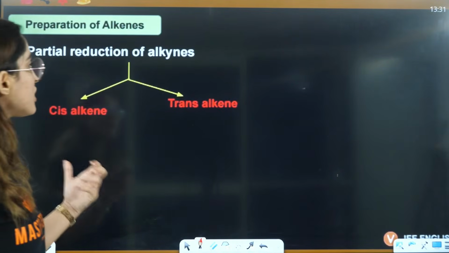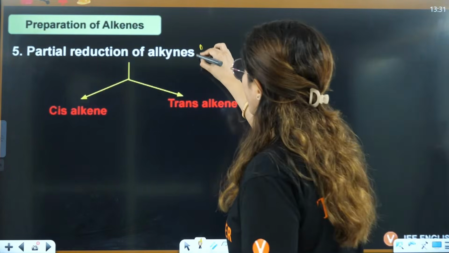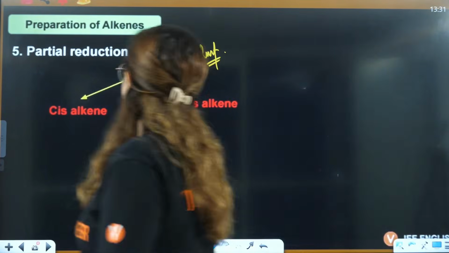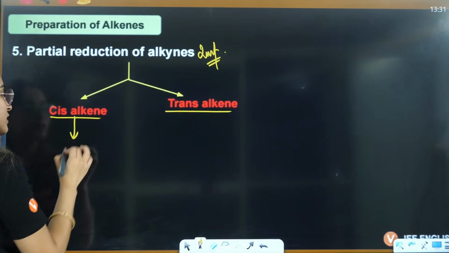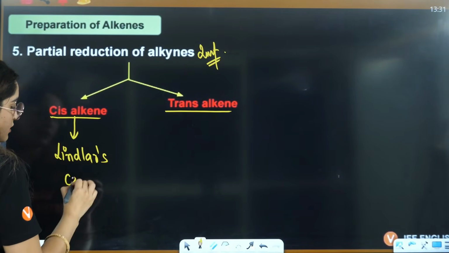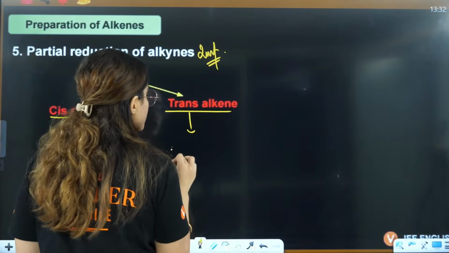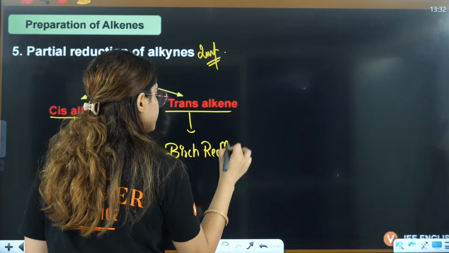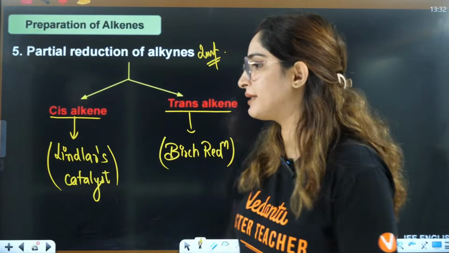Next is partial reduction of alkynes. Now this is very important, because you will have the formation of both cis-alkene and trans-alkene through different processes. Here for cis-alkene you need Lindlar's catalyst. And in this case, for trans-alkene, you will have Birch reduction.